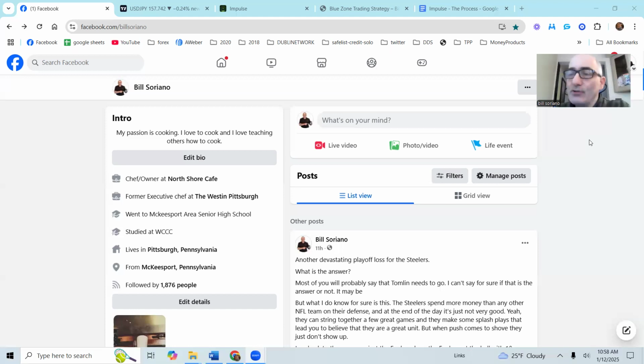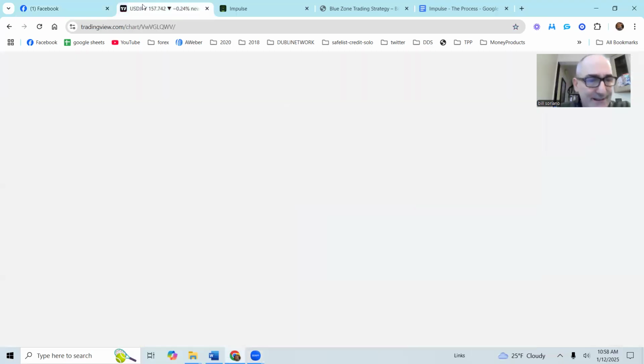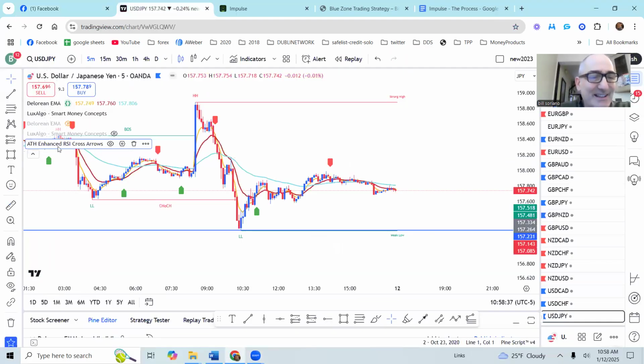This is called the ATH Enhanced RSI Cross Arrows Indicator, which we use to help us determine whether or not there's a trading opportunity. Again, these are not signals. This indicator does not give you signals to take trades. It's just one part of the strategy that tells you whether or not there's an opportunity.